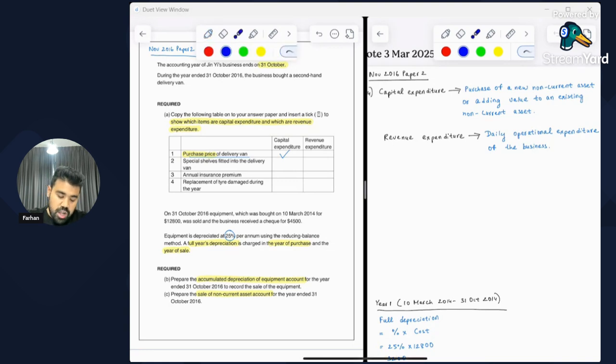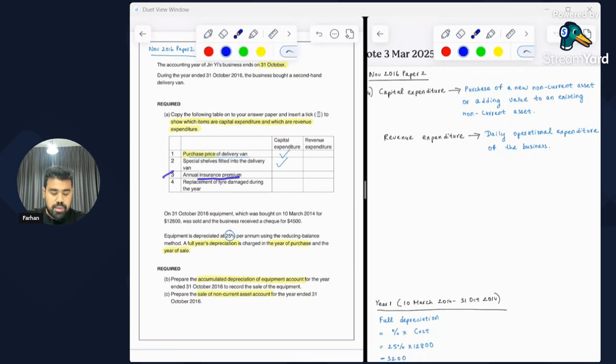Next, special shelves fitted into the delivery van. Now, the delivery van in itself was an existing non-current asset, and then we added more value to this existing non-current asset in the form of special shelves, which we have fitted, right? So when you fit the special shelves into your delivery van, you're adding more value to your existing non-current asset. Therefore, this also follows the definition of capital expenditure. So in this case, you're also going to select capital expenditure as the correct option for number 2.